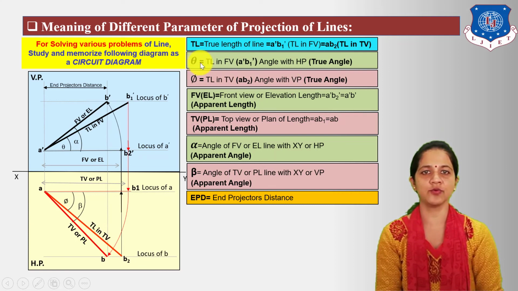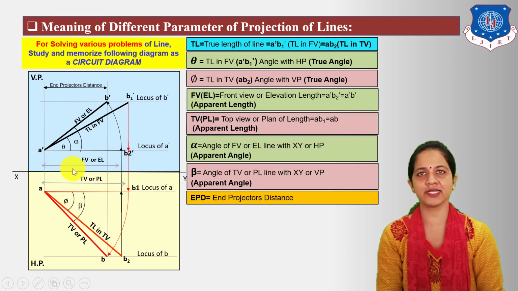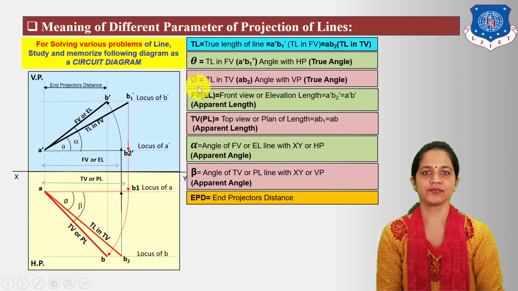Next, theta is equal to the angle of true length in front view A dash B1 dash with HP, which is also called true angle. Here you can see A dash B1 dash, true length in front view, has angle with HP or XY equal to theta. Next, phi is equal to the angle of true length in top view AB2 with VP, which is also called true angle. Here you can see the AB2 line angle with VP or XY indicates true angle phi.